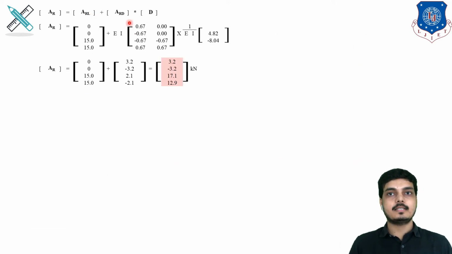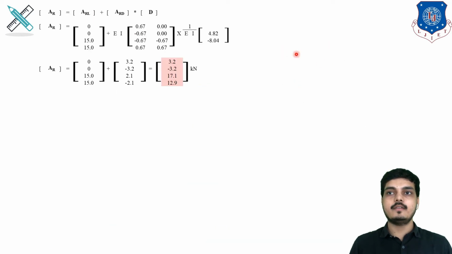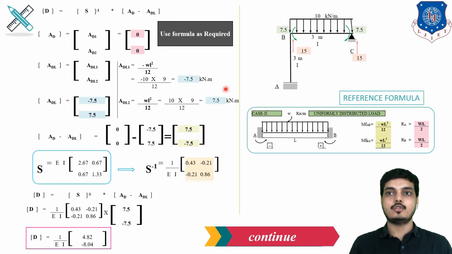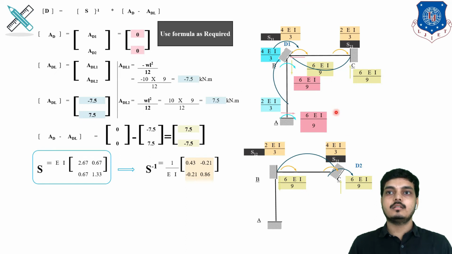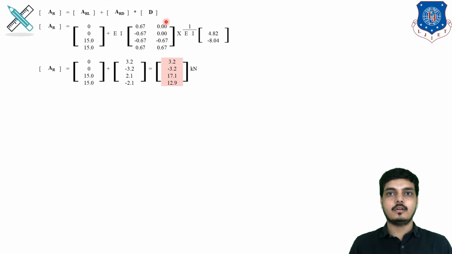In the same manner, we will be finding out AR. ARL plus ARD into D. At AR, there is no reaction for AB, so 0, 0 and 15, 15 over here. And this ARD is from the unknown number 1, D1 figure, and this is from the D2 figure. Let me show you. These are my figures. From this I have taken reference for this row, this column and this column. And this is my D.